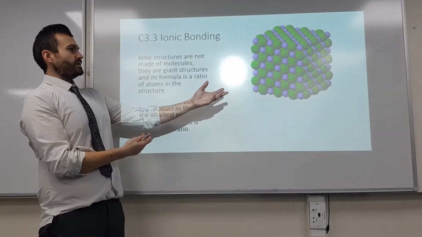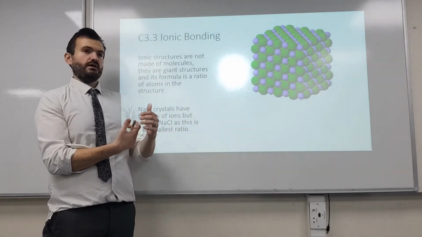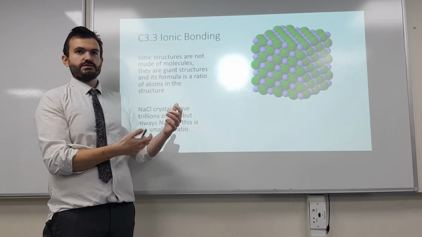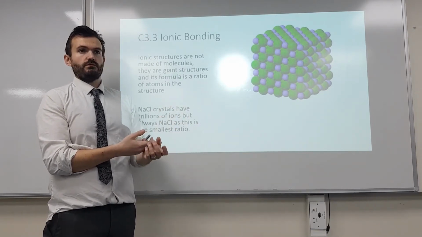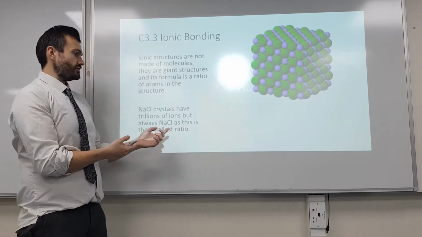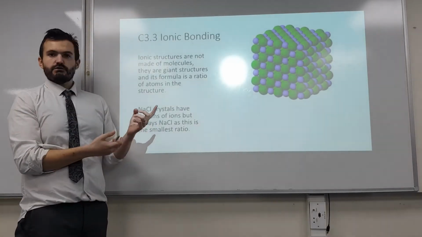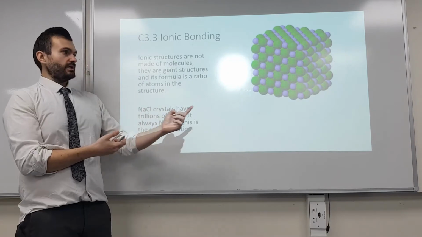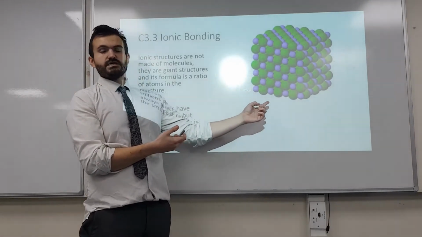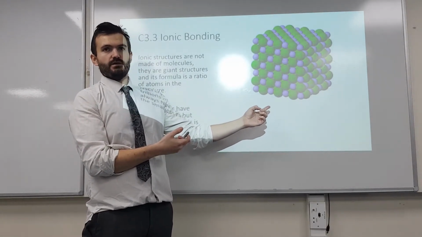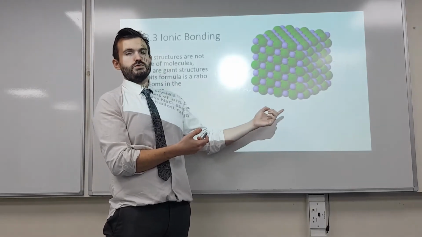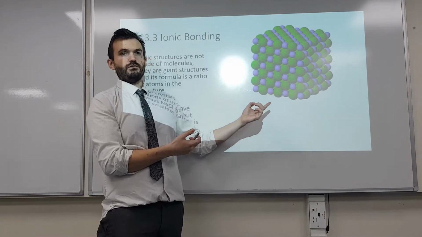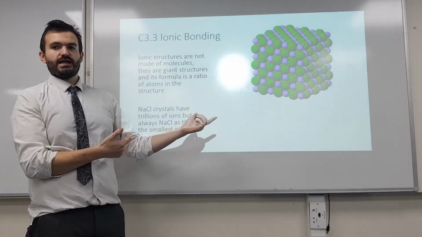So a sodium chloride structure will have trillions upon trillions of ions within it. It won't just be one sodium and one chloride. So our structure, NaCl, is simply a ratio. Because this structure doesn't have a fixed number of NaCl, it just has a fixed ratio. So we do not call them molecules, we call them structures, or giant ionic lattices.